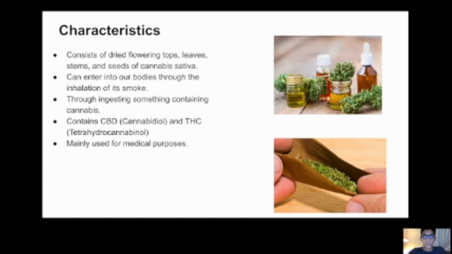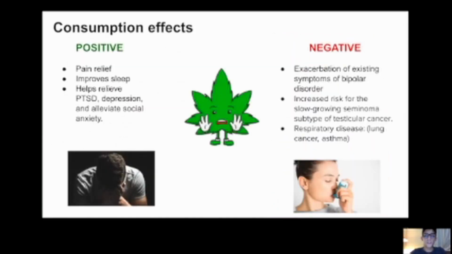And cannabis is mainly used for medical purposes. Its effects are mainly positive and negative also. It may help in the positive side with pain relief. It can also improve sleep and helps relieve PTSD or post-traumatic stress disorder, depression, and alleviate social anxiety. On the negative side, we have an exacerbation of existing symptoms of bipolar disorder and an increased risk for the slow-growing seminoma subtype of testicular cancer. Also, as we know, whenever we smoke, we increase our risk of developing any respiratory disease such as lung cancer and asthma.